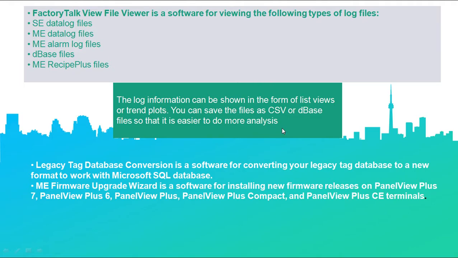This is one of the ways of putting the file, or DBase file, so that it's easier to do more analysis. The legacy tag database conversion is a software for converting your legacy tag database to a new format to work with Microsoft SQL Server, Microsoft Excel database. And ME firmware upgrade wizard is a software for installing new firmware release. So if there is any kind of updation, you can use firmware upgrade wizard for that.